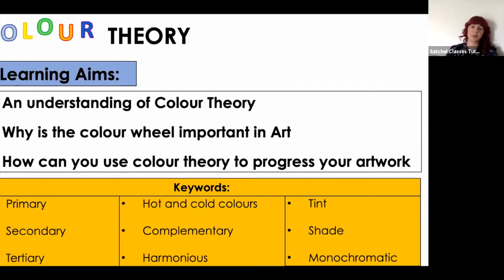We're going to look at a number of keywords today. You might want to pause the video and write them down. We're going to look at primary colours, secondary colours and tertiary colours. We're also going to have a look at hot and cold colours, complementary colours, harmonious colours, and finally tints, shades and monochromatic colours. So first of all, let's have a look at a little bit of the history of colour theory.